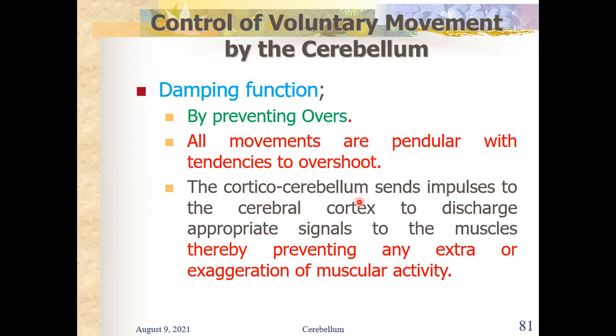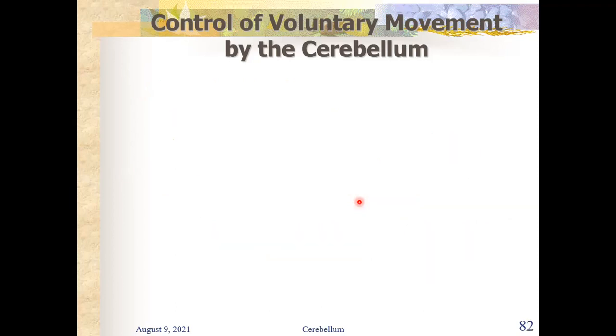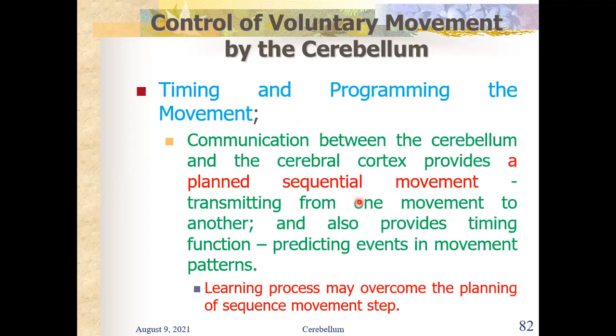But the cortical cerebellum sends impulses to the cerebral cortex to discharge appropriate signals. So as the cortical cerebellum is sending impulses to the cerebral cortex, it helps the cerebral cortex to discharge appropriate signals to the muscles, thereby preventing any overshooting of muscular activity. It will prevent an exaggerated muscular activity through that connection.